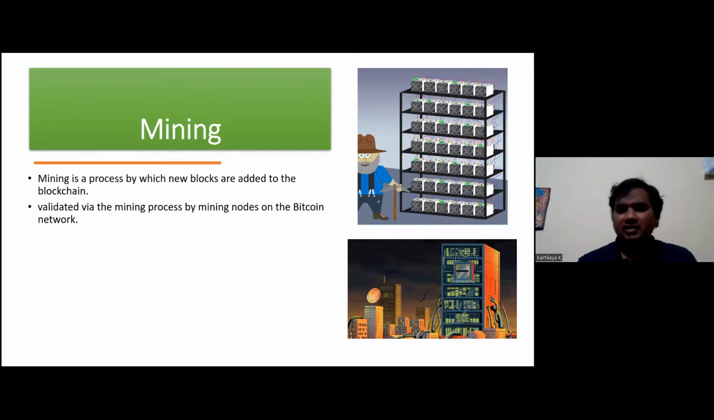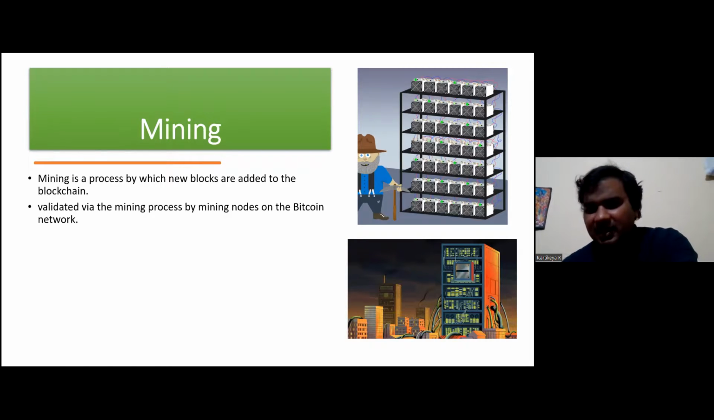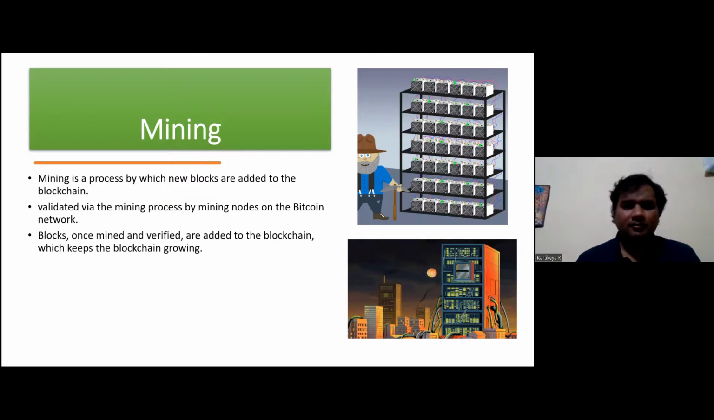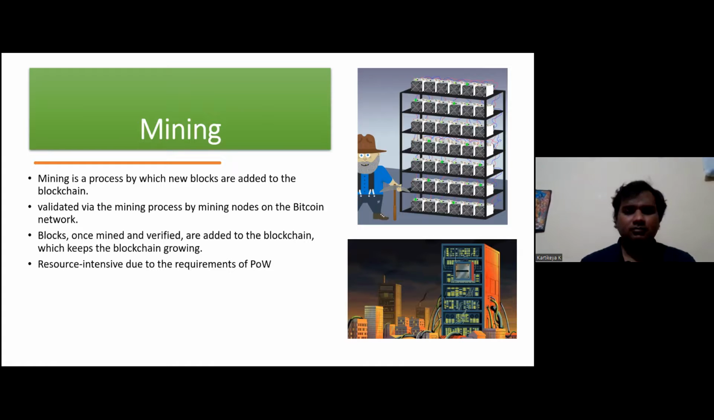Okay. See here in the adjacent figures. In the above picture, we see the ASICs. How many ASICs are they using in this picture? And in the below figure, the bitcoins are coming out of that. Blocks once mined and verified are added to the blockchain, which keeps the blockchain growing. Mining is resource intensive due to the requirements of proof of work.